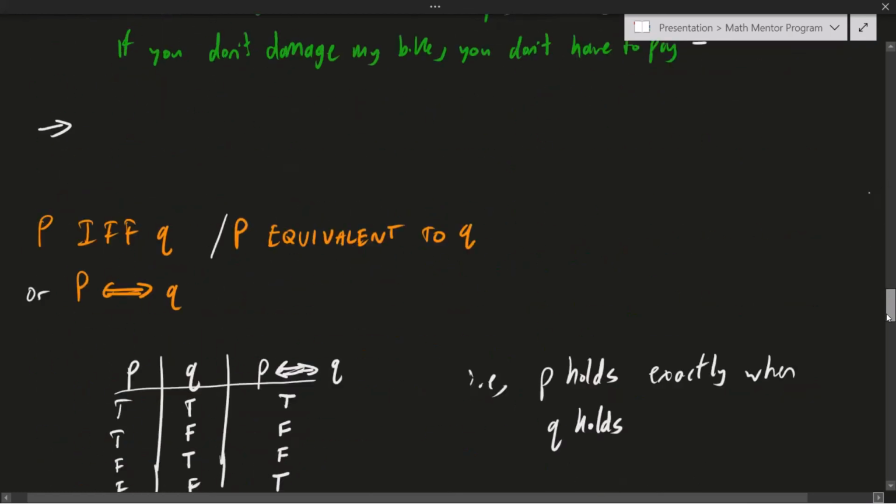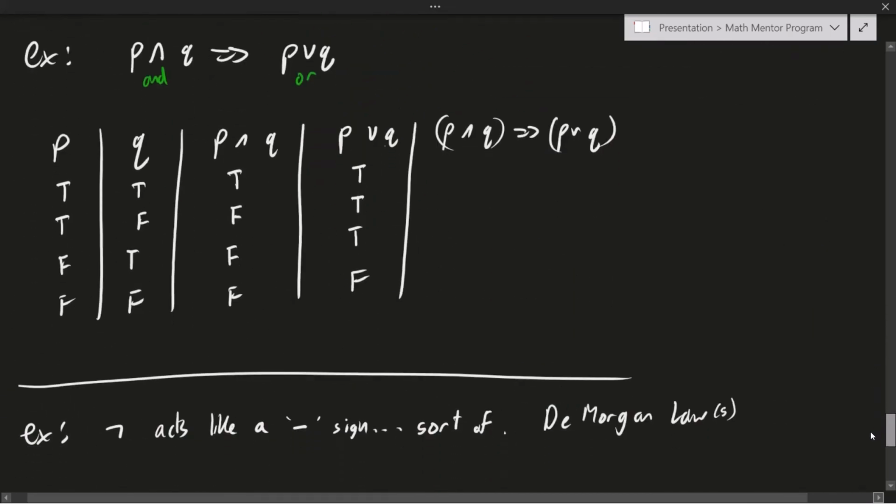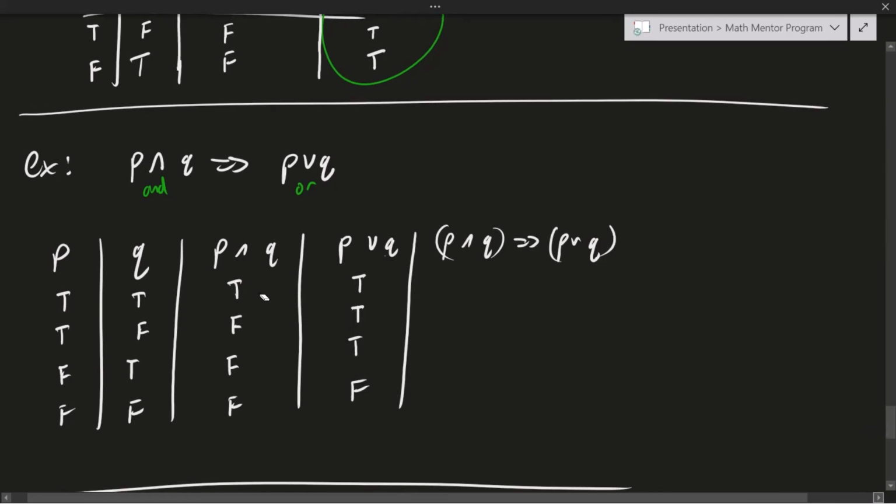Because in this first row, we have that both the hypothesis, which is P and Q, and the conclusion, P or Q, are both true. So this is true. And in every other case after, the hypothesis is false. So by the laws of implication, these are all true. And we have our tautology again, right? So this statement is also true.